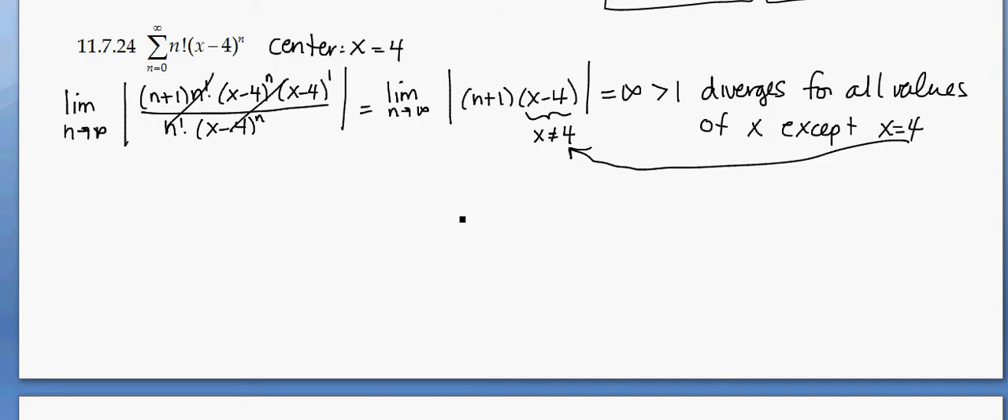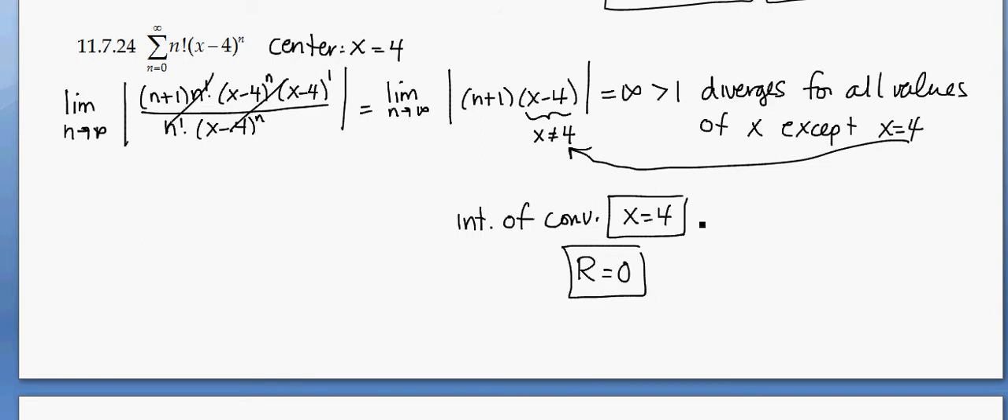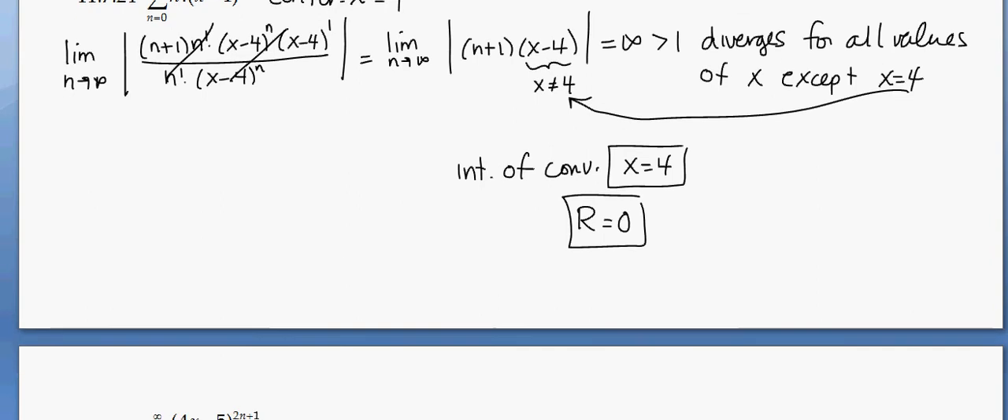So the interval of convergence is just a single value, x equals 4. It's just one number. So the radius of convergence is 0. There's 0 distance between the center and the endpoint of the interval of convergence.